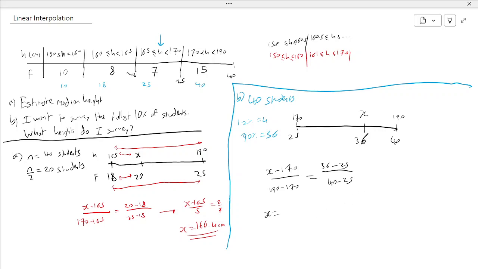So I'm just going to type in my calculator. I'm going to do 20 times 11 over 15 and add that onto 170, and hopefully I get a sensible number. 184.7 centimeters. That does seem sensible to me. So we'll say 184.7 centimeters and up. The height is greater than or equal to 184.7.